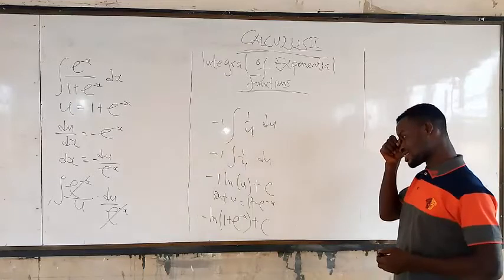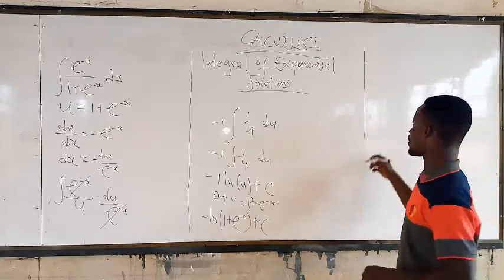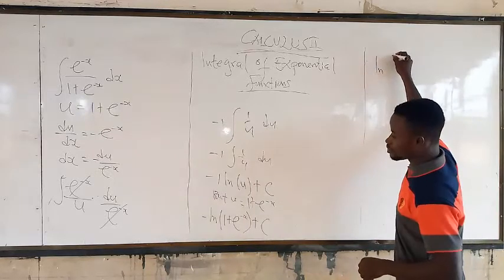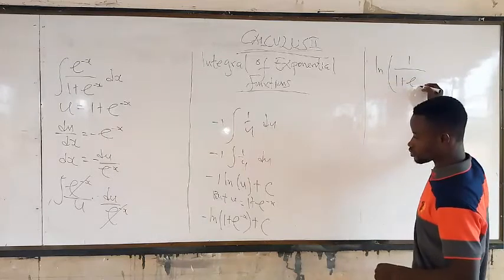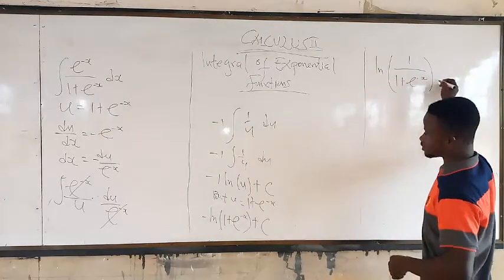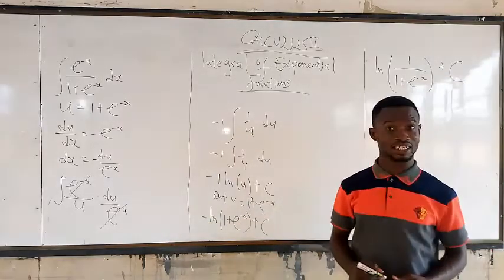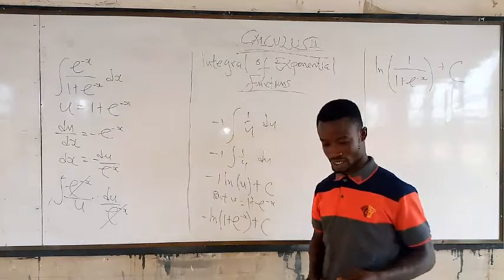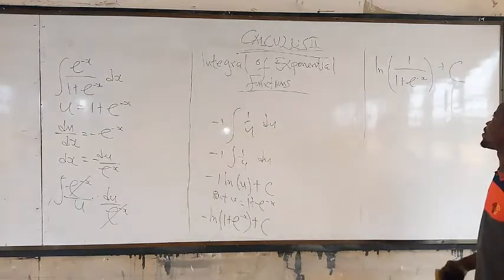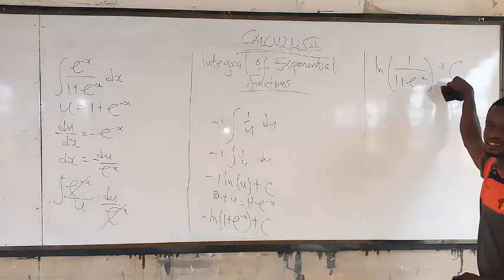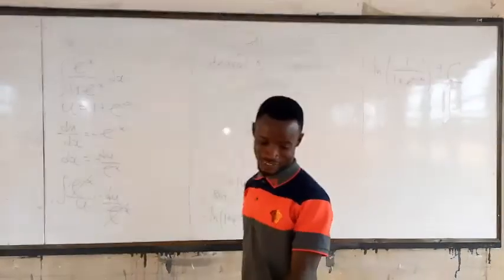Oh, we can still continue with it. Here, we can leave our answer as ln of 1 over 1 plus e raised to the power negative x, plus c, so that this negative will vanish. Thank you, and that is that. Or, furthermore, we can even make here ln c, because ln c, don't worry, leave it like this.